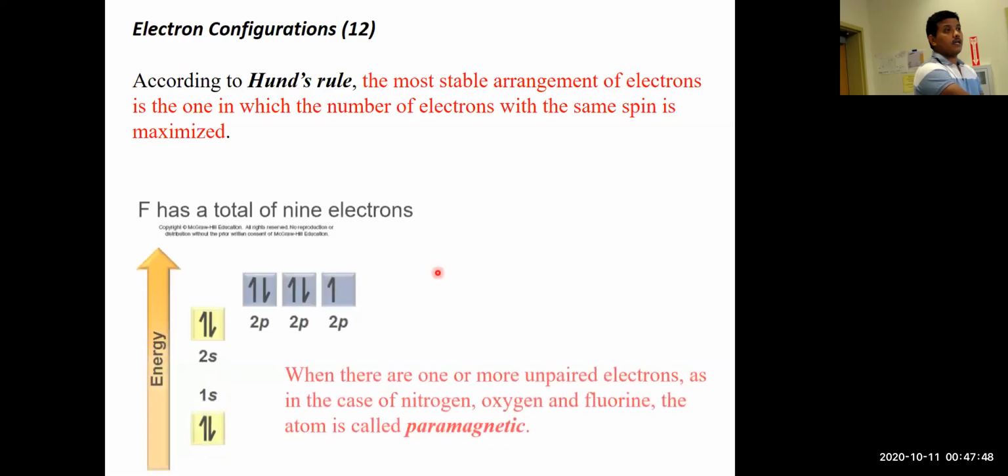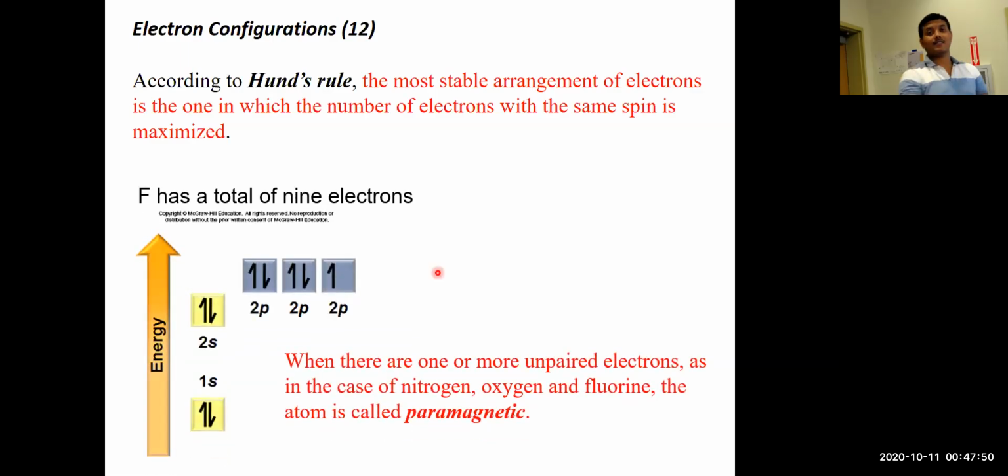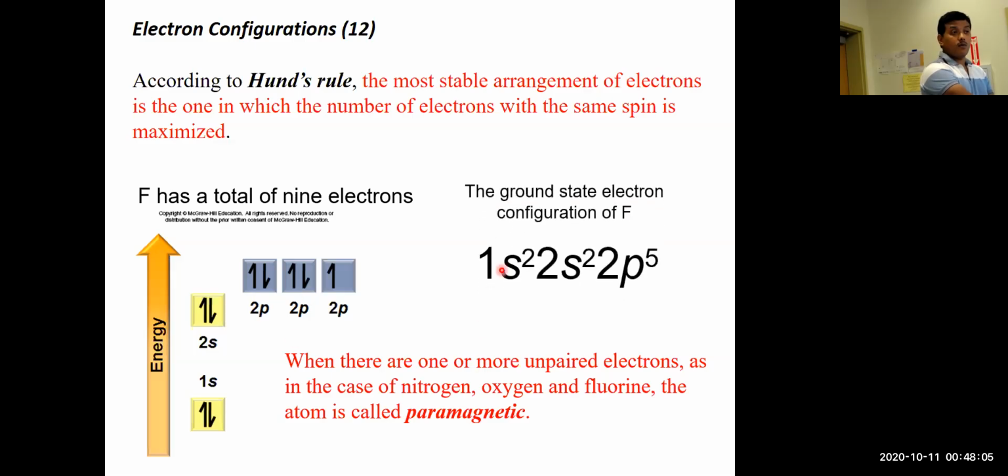So again, if you have fluorine, fluorine has 9 electrons, so 1 more than oxygen. You already saw how oxygen has 1 paired electron. For fluorine, because you have 9 electrons, you will have a second paired box in 2p. So your electronic configuration is going to be 1s2, 2s2, 2p5.